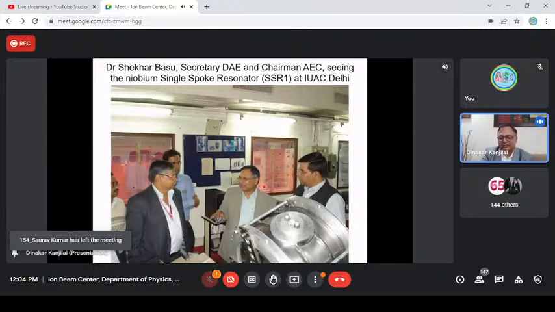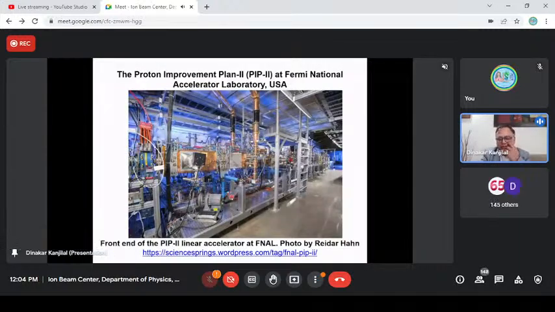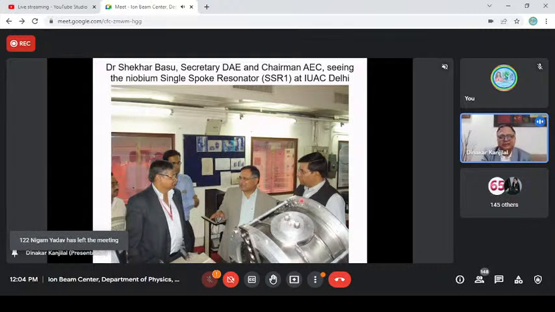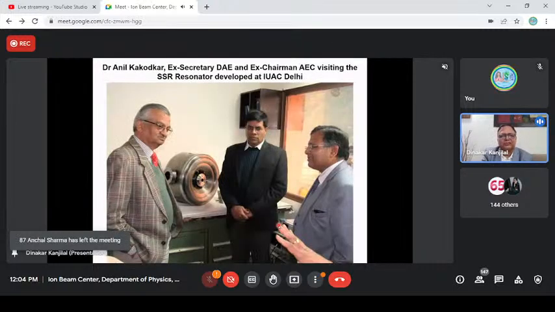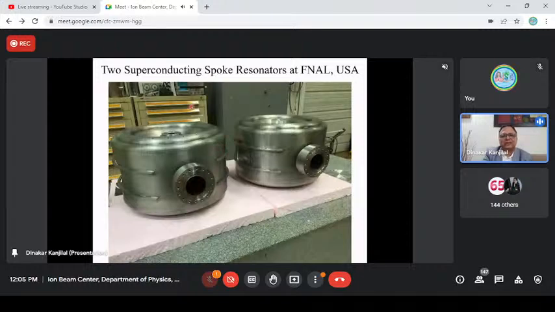Also for that PIP-II, the latest one which is coming, we have supplied a resonator made in IUAC, mainly the niobium part, and the stainless steel part is made in RRCAT, and BARC actually integrated it. The chairman of DAE, Dr. Basu, came to see it when it was on the way, so you see the importance of it. Dr. Kakodkar also came there before shipping. Fermilab paid us for two of them. It has landed at Fermilab.